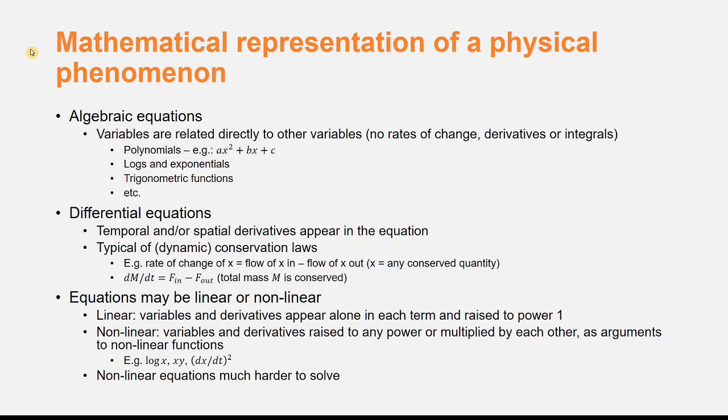The mathematical representation of physical phenomena usually takes the form of algebraic or differential equations involving 2 or more system variables. Algebraic equations relate these variables directly. That is, there are no derivatives or integrals. Some examples of algebraic functions are given here: polynomials, logarithmics and exponentials, trigonometric functions, and so on. This type of equation usually defines things such as heat or energy flows or fluxes, rates of reaction, and so on.